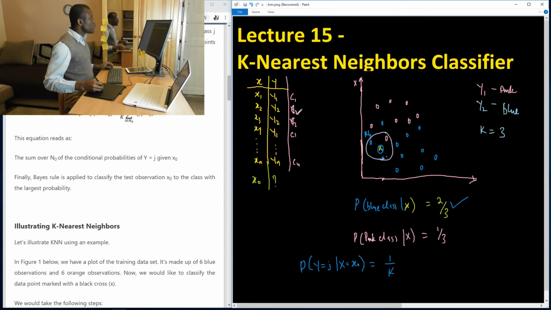Let me just write it a bit clearer. Let me not use 1 over k. So we are summing for all the times that we have the data point yi equal to j, where j can be 1 or 2, in this case i inside n0. So we are now dividing everything by the total number of items. In this case, we have 3. So we have over 3 here, we have over 3 here. So this is how k-nearest neighbor works.